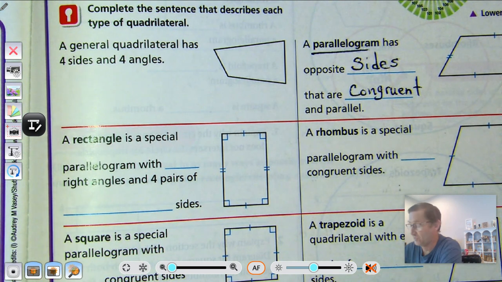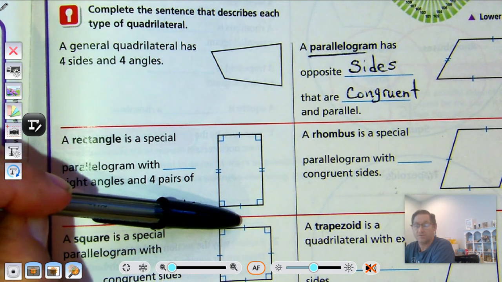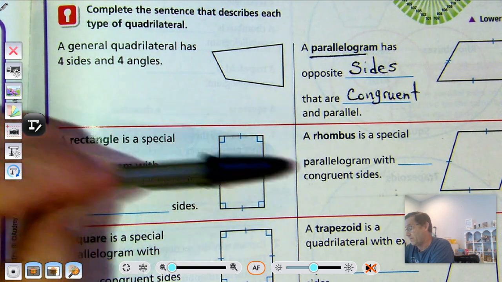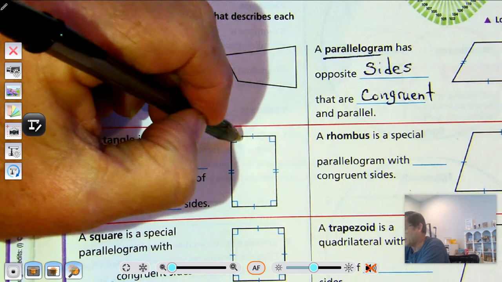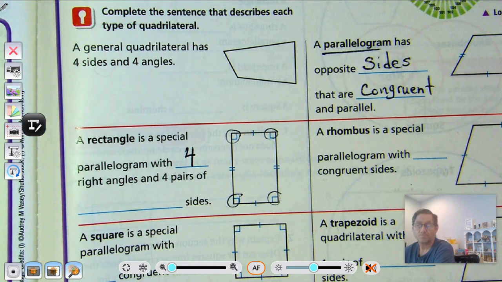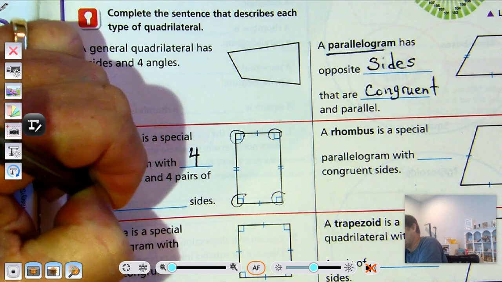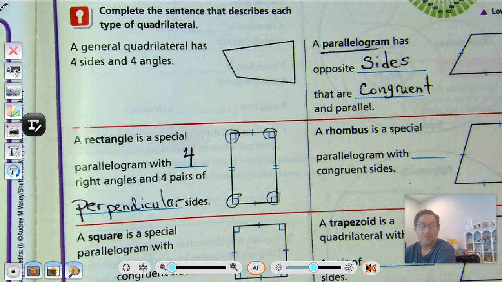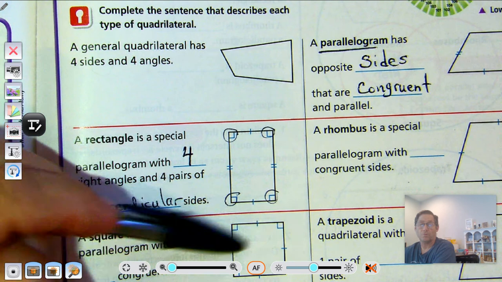All right, so a rectangle is a special parallelogram. We see that the opposite sides are congruent, and they're also parallel. They're the same distance apart. A rectangle is special because it has 1, 2, 3, 4 right angles and 4 pairs of perpendicular sides, meaning creating 4 right angles.